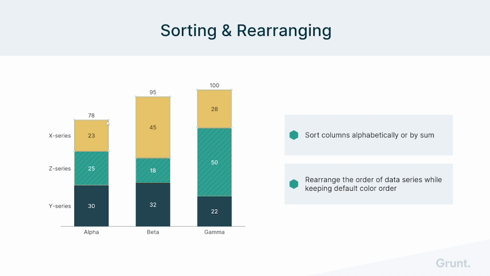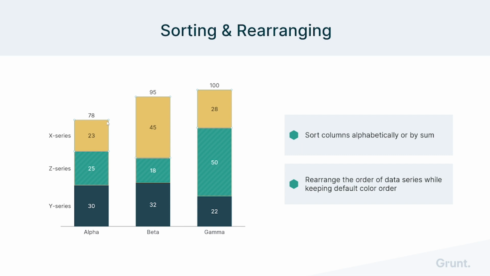Here, you'll see that the X series has now moved up to be at the top, and Z and Y have moved down. Importantly, you'll note that the color order has stayed the same, meaning the yellow is on the top, the green is the middle, and on the bottom you have this dark color. This is very much by design, so that you can rearrange your series however much you'd like, and everything will still look consistent across your entire presentation.